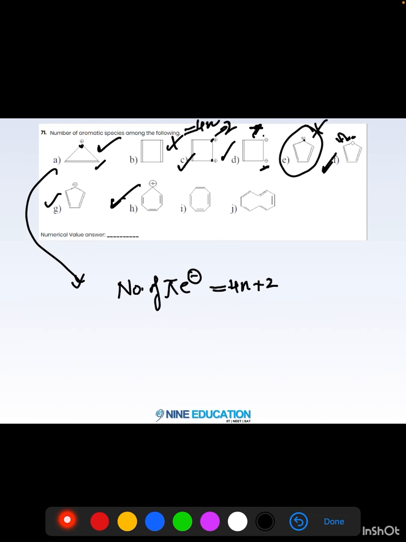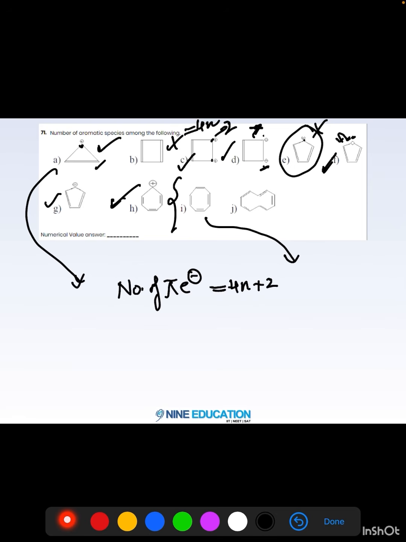Next, this is an 8-member cyclic ring. As this particular compound does not remain planar, it is not anti-aromatic and it is not aromatic either. It is a non-aromatic compound. It has a tub-shaped structure.